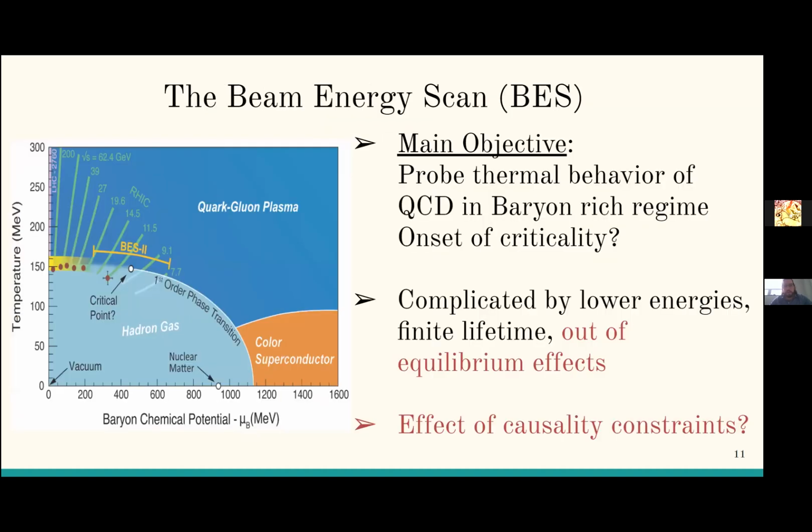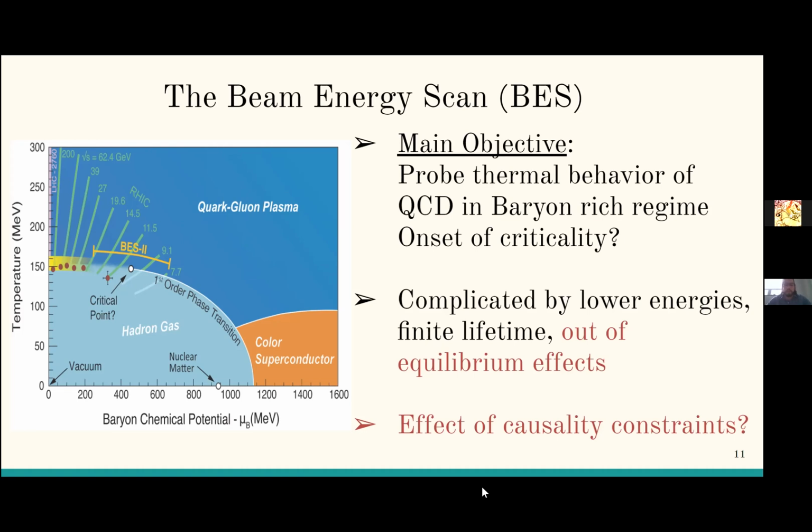So at the end of the day, I am giving a talk on looking for the critical point with an out of equilibrium scenario. In order to talk about that, I want to start talking about the beam energy scan, because the search for the critical point is really an experimentally motivated, experimentally driven question in our field, right?